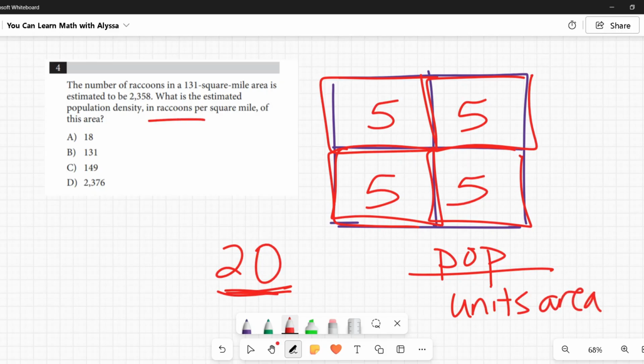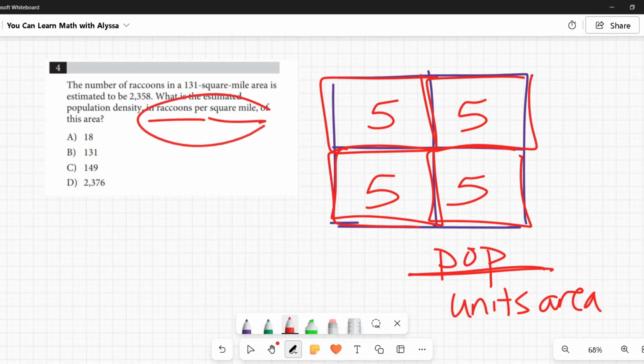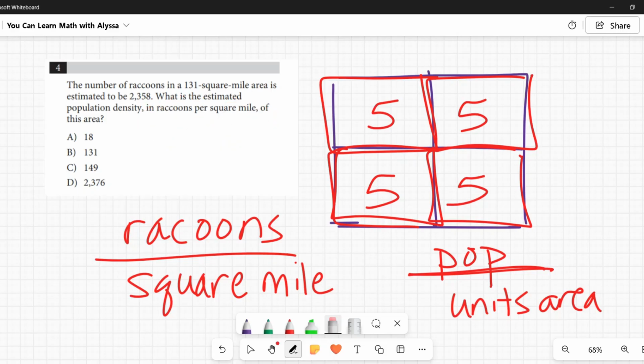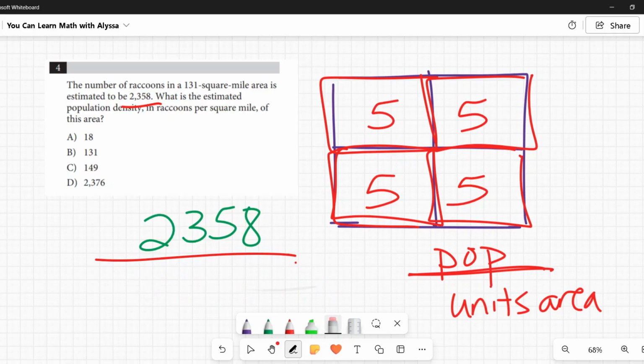So this is raccoons per square mile, the population of raccoons over the units of area. It's nice because they're telling you in the description, by saying raccoons per square mile, which one goes on top. So it's raccoons per square mile; "per" means that's what's being divided. Like miles per hour, that's miles over hours. So raccoons per square mile. How many raccoons are there? There's 2,358. And how many square miles are there?